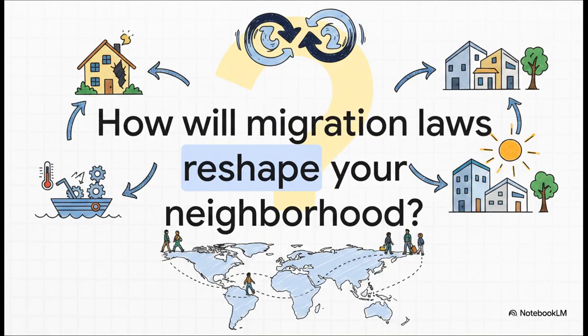Knowing that human movement follows these incredibly predictable laws of push and pull, it makes you wonder what invisible forces are playing out in your own community right now. As climates change and global economies continue to shift, how will these geographic laws of migration reshape your neighborhood next?